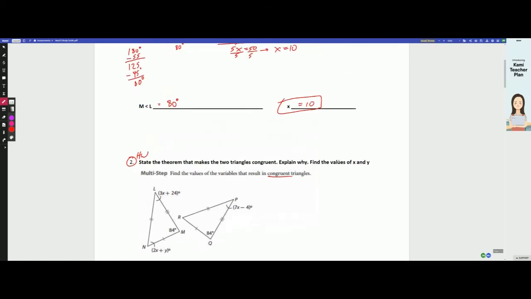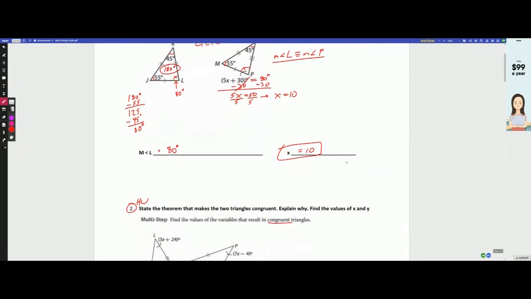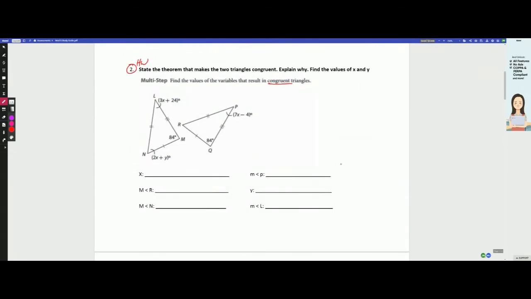Okay, so try that one out. Again, look at number 1, and it's very similar in each little part. Also realize that you have this expression here, 2x plus y. You're definitely going to have to figure out what x is in order to solve for y. Okay, so just be aware of that. Start with x.